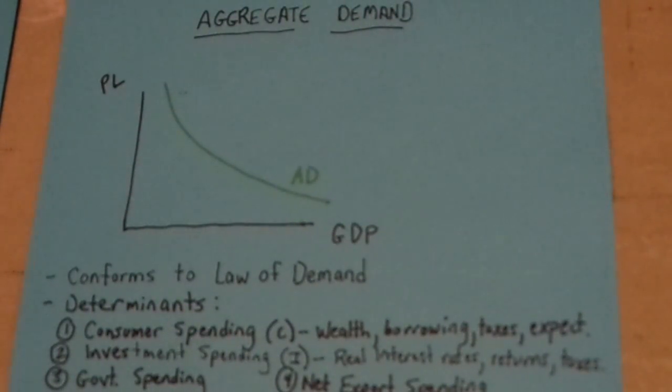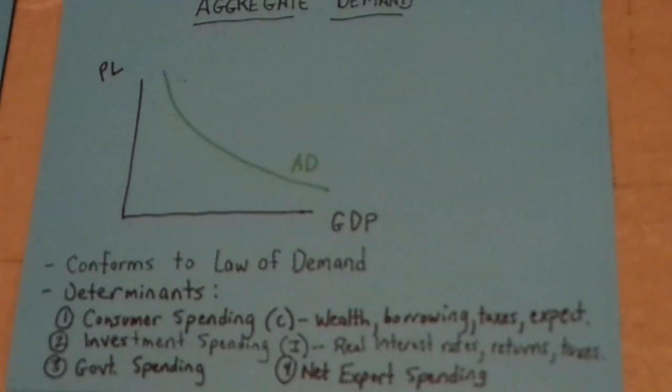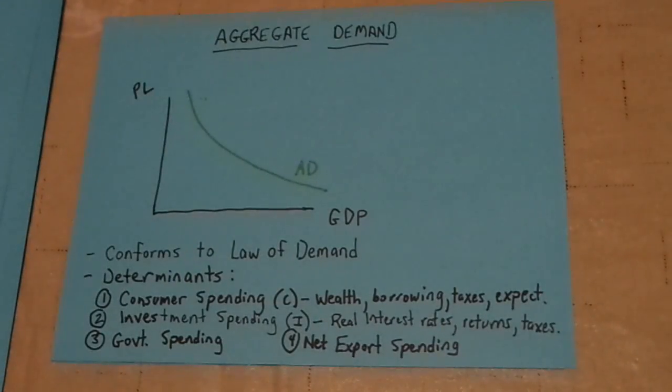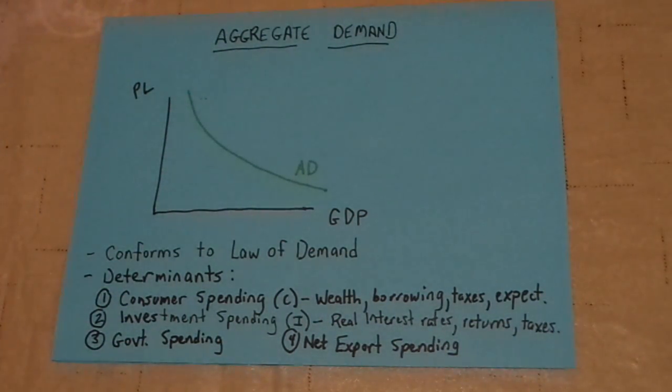So let's rethink aggregate demand. So remember that we have price level on the vertical axis and we have GDP on the horizontal axis, and aggregate demand is a downward sloping curve, much like our demand curve back in chapter 3. The aggregate demand curve conforms to the law of demand. So it slopes downward. As the price level goes down, consumers demand more. As price level goes up, consumers demand less.